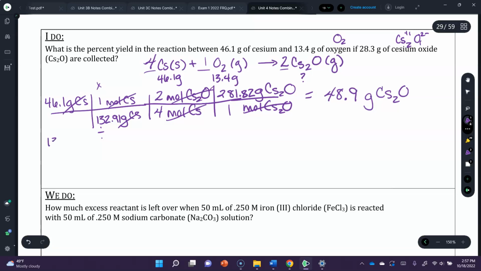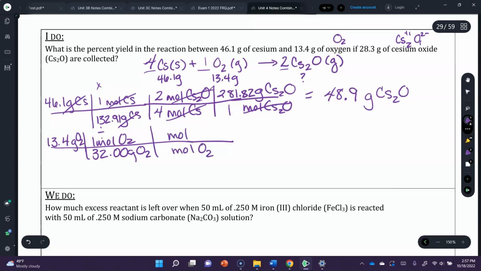So I'm going to repeat this process with the mass given of oxygen. So 13.4 grams of oxygen, O2, and I'm going to change that into moles of O2 using the molar mass. And the molar mass of oxygen is 32 grams. And then I can change the moles of oxygen to moles of cesium oxide using the mole ratio, which is 2:1. And then from there, I can change the moles of cesium oxide to grams of cesium oxide using the molar mass of cesium oxide that I calculated previously.